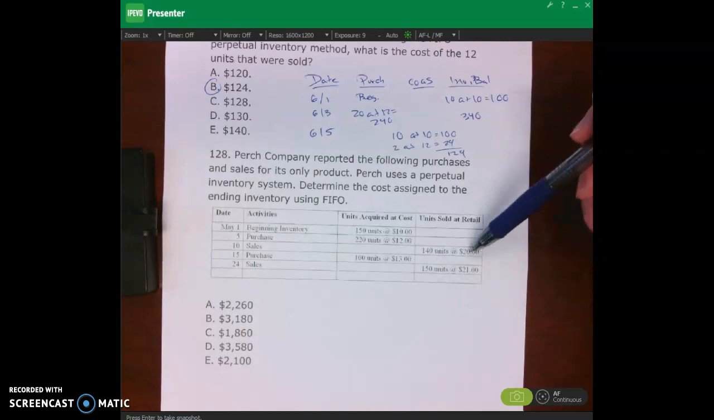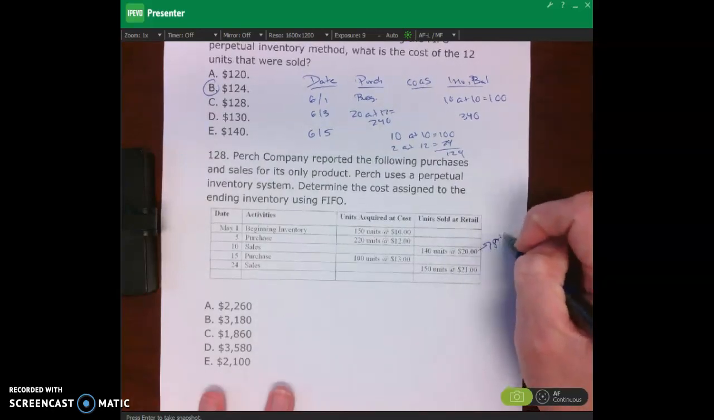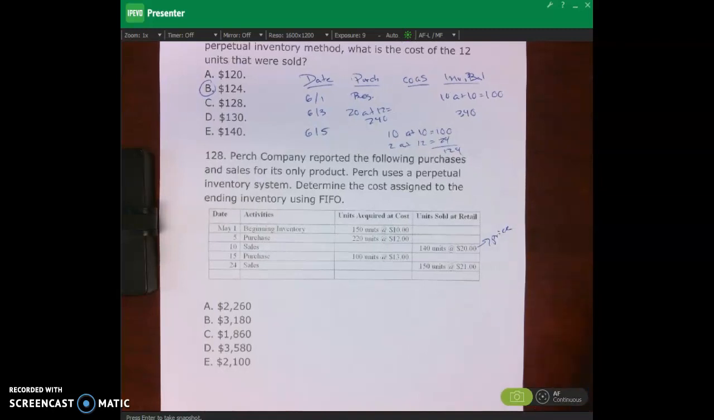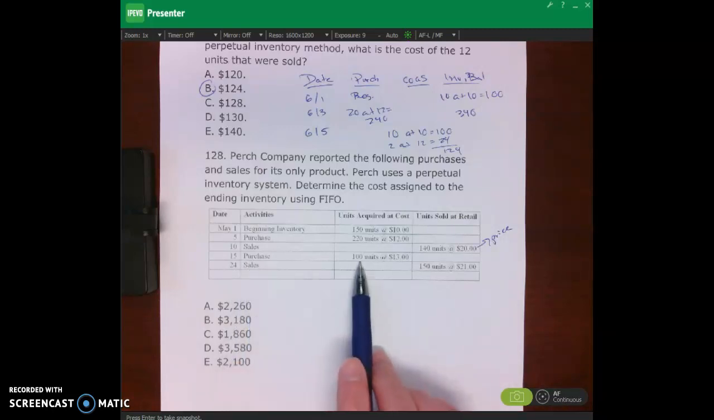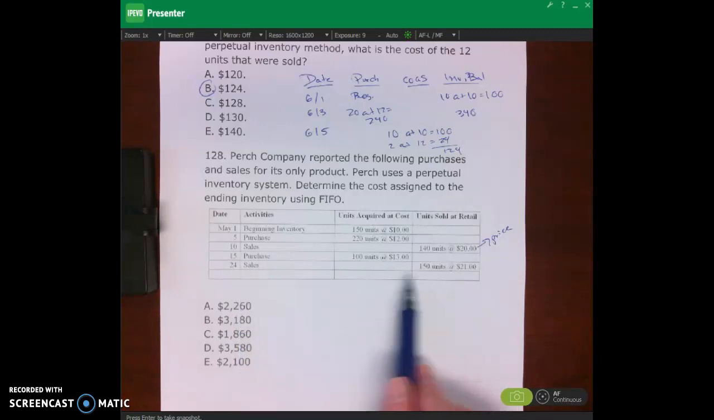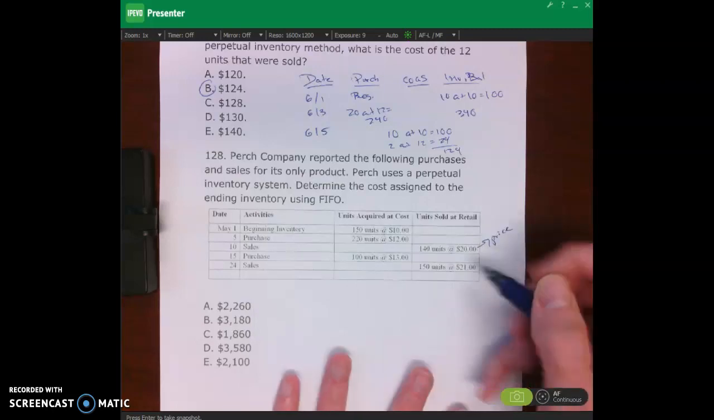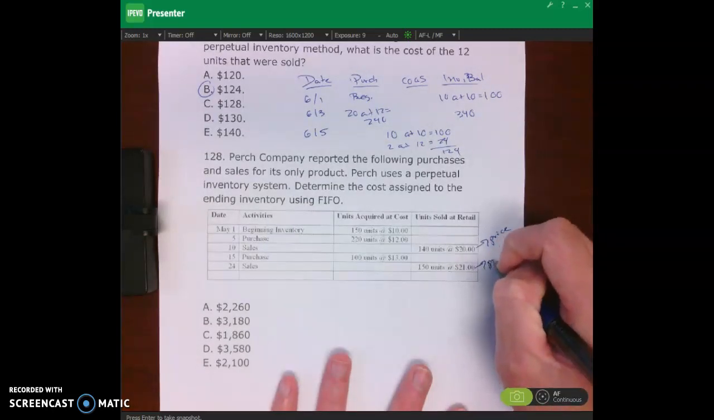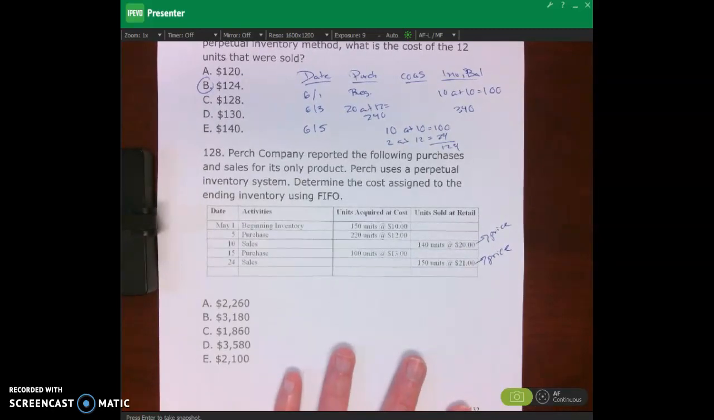See this 140 at 20? This 20, that's the price. So think of it on the 10th that they sold 140 units. Okay? You need to figure out the cost. On May 15th, they purchased another 100 units at $13 cost. And then on May 24th, they sold 150 units at $21 each, and that 21 is the price. Okay? So on the 28th, you have to figure out the value of ending inventory on 128.